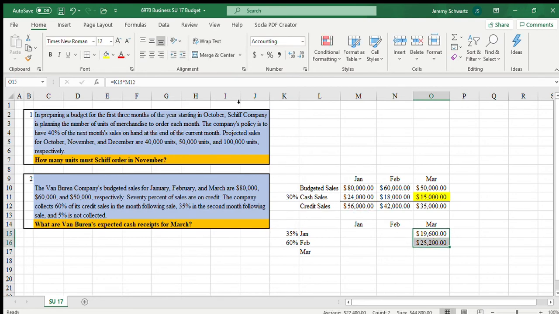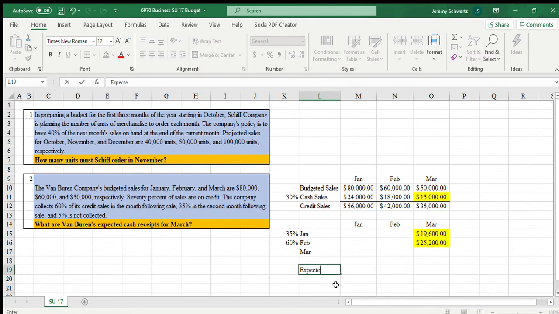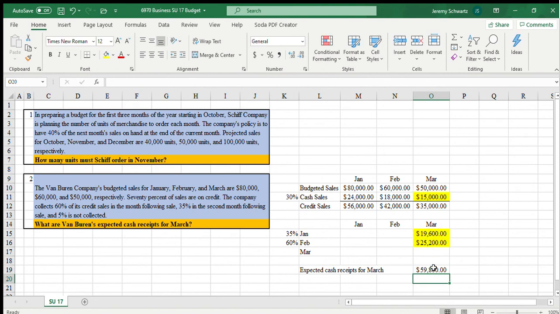So we would have our collections here of 19,600 from January, 25,200 from February, and 15,000 from March. That is the cash sales from March. So the expected cash receipts for March would be the sum of these three, or 59,800.